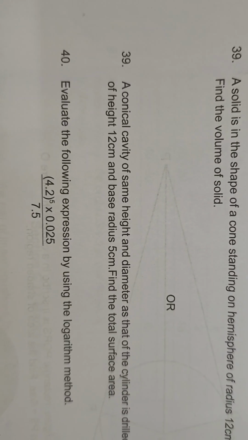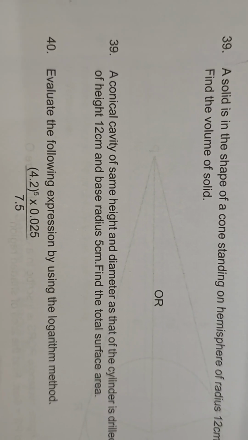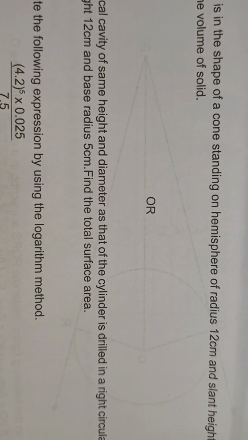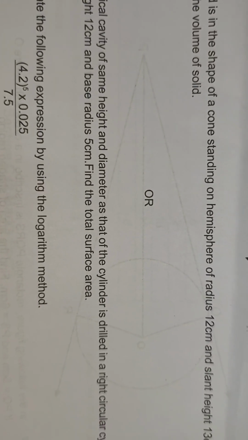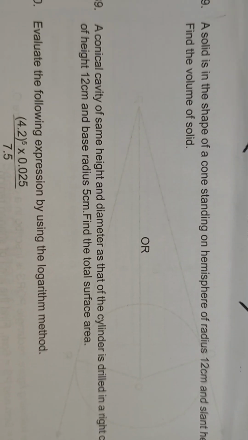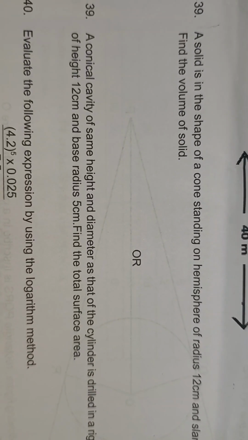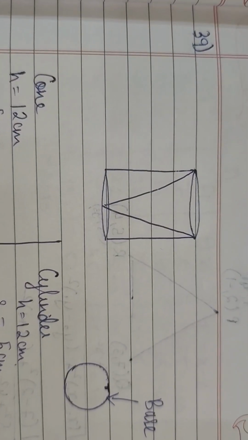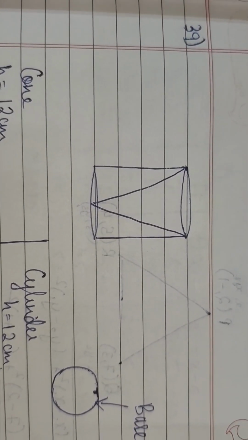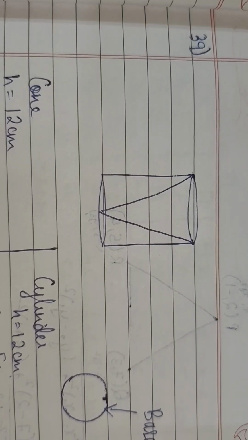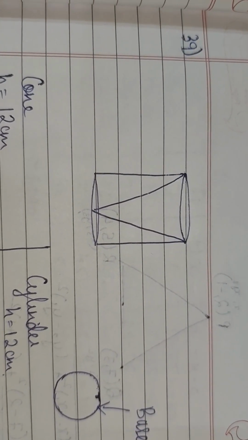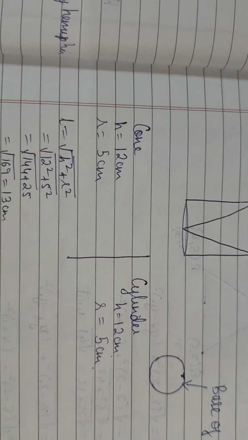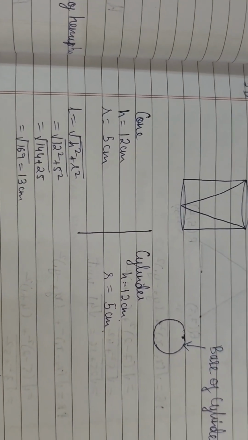Question number 39, second part. A conical cavity of the same height and diameter as a cylinder is drilled in a right circular cylinder. The height is 12 centimeter and the base radius is 5 centimeter. Find the total surface area. The figure looks somewhat like this. Cylinder and there is a cavity. Cavity of a cone means that they will remove the material. Now they told us to find the total surface area of this figure.